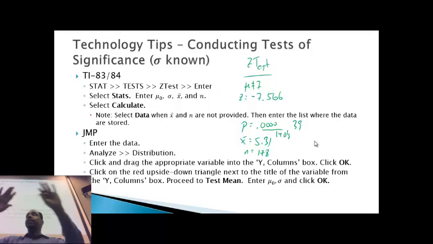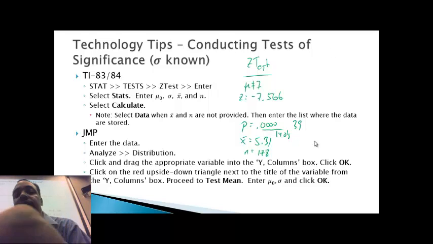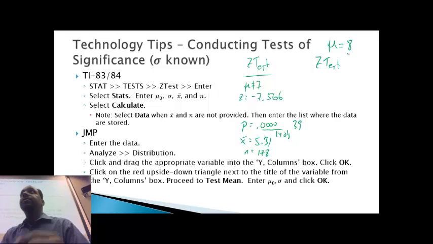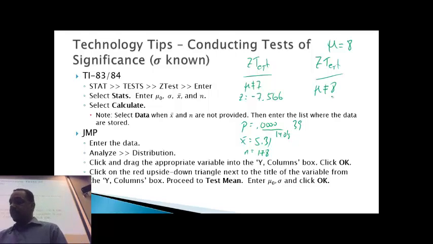Because we have time, let's for kicks go ahead and do a z-test for the claim that mu equals 8, just in case. Everything stays the same. Go back to stat, test, z-test. I'm going to change the first thing from 7 to 8. Everything else stays the same. So you should expect a z-score that's further from 0, and a p-value that's even smaller.